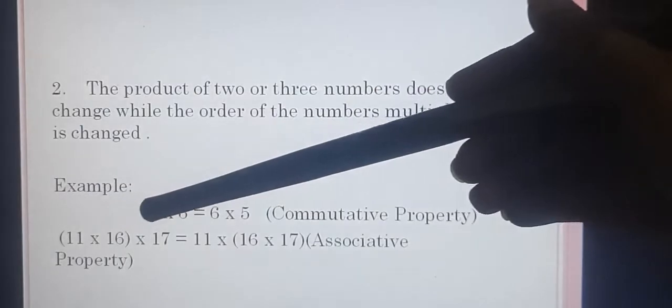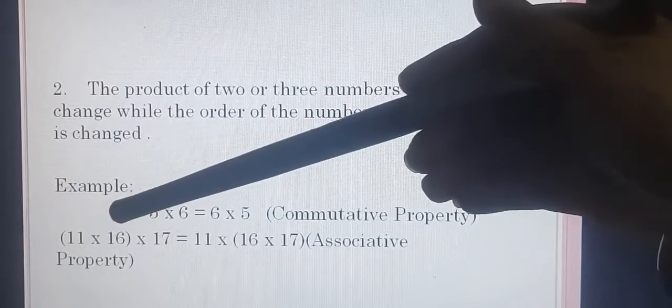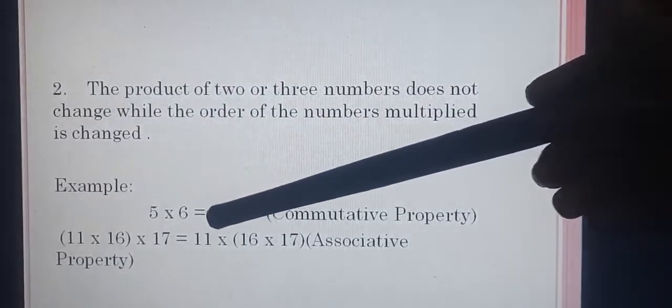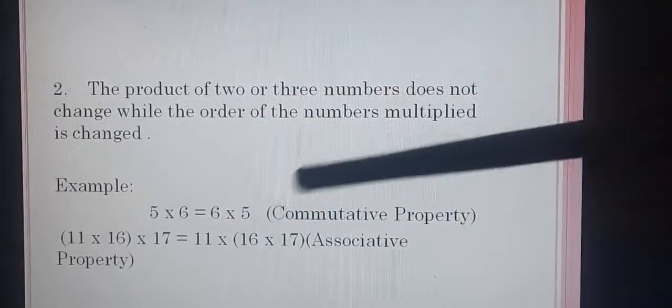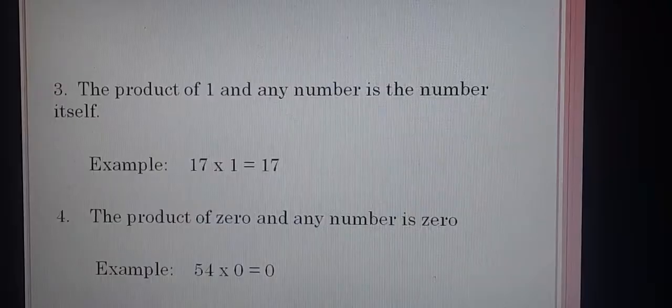11 into 16 into 17. Now what we have done, pairing was 11 into 16. We have done 11 multiply, pairing is changed, 16 into 17. But the product will remain the same. This is known as associative property of multiplication.